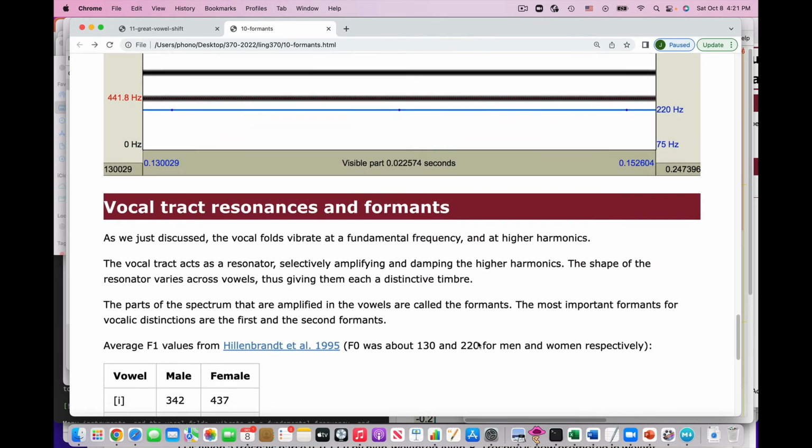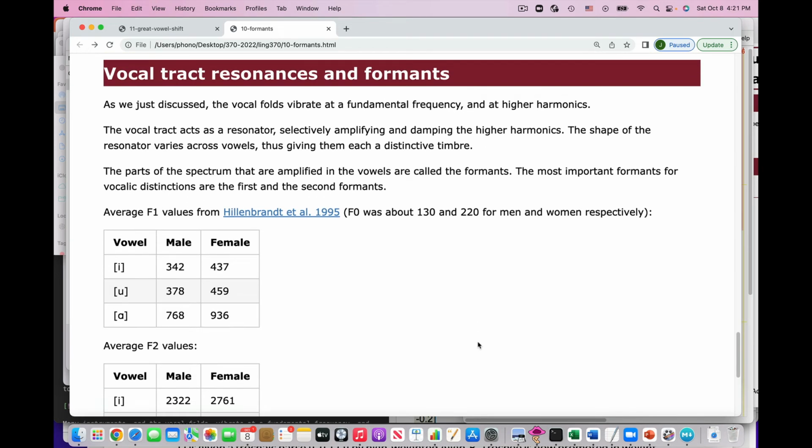We just discussed how the vocal folds vibrate at a fundamental frequency and then at higher harmonics. The vocal tract, that is the oral cavity and the laryngeal cavity and the nasal cavity as well, acts as a resonator. It amplifies some of the higher harmonics and dampens other ones. Because the shape of the resonator, the vocal tract, is different across vowels, because the tongue's in different positions and the mouth is shaped differently, you get a distinctive timbre. You get a distinctive amplification and damping of the harmonics.